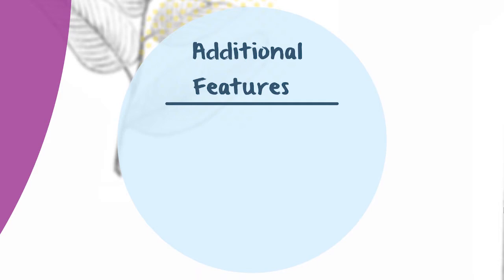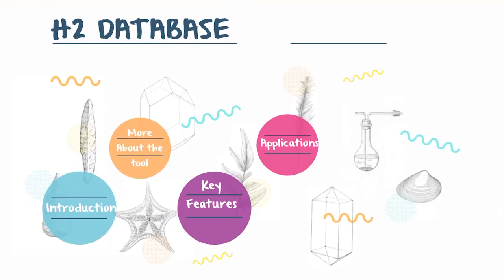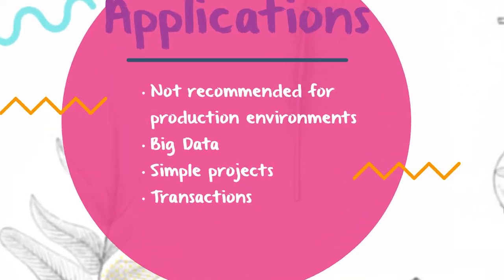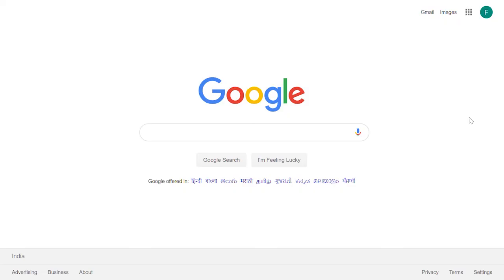H2 also has some additional features, that is, it provides transaction support. It is a disk-based or in-memory database. It is a cost-based optimizer that uses a genetic algorithm for complex queries and also supports encrypted database. Its applications are big data, transactions, and it is not recommended for production environment, but you can use it for simple projects. So now we shall see the downloading process of H2 database.